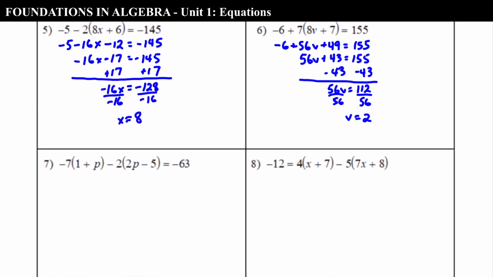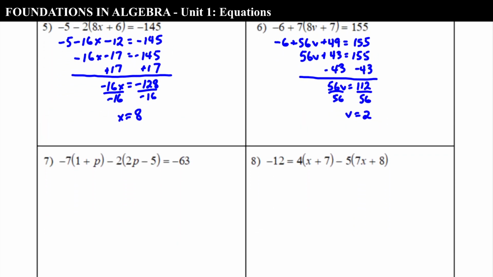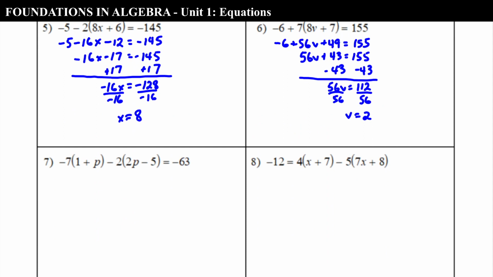And 2 more examples to wrap up this section. Let's take a look at number 7 and number 8. All right, we have 2 things to distribute in these. So these are a little bit more difficult, but not by much. So let's start with this piece. We've got negative 7 times 1, which gives us negative 7. Negative 7 times p, which gives us negative 7p. Then we move on and distribute the next piece. Negative 2 times 2 gives us negative 4p. And then negative 2 times negative 5 gives us positive 10.